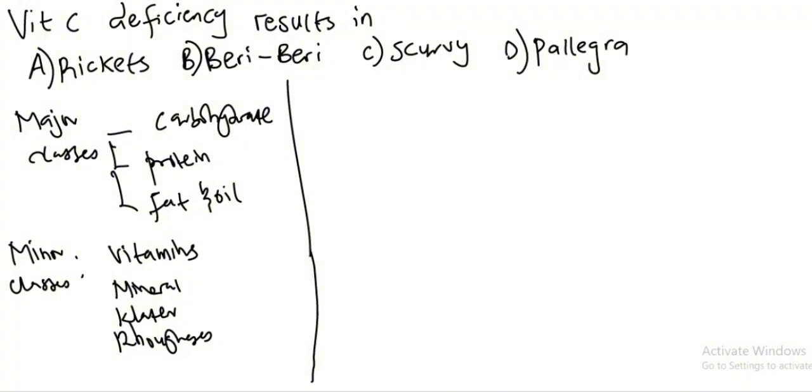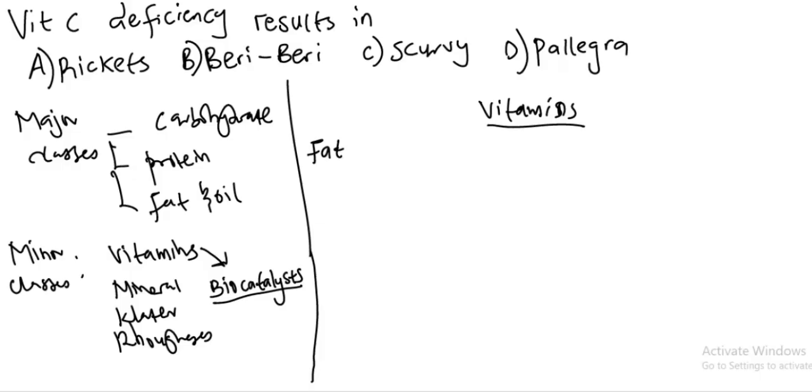Now, the vitamins are also called biocatalysts. Please take notes. Vitamins are also called biocatalysts. Very important. Now, for the vitamins, it can be fat soluble, that is, they are soluble in fats. They can be what now? Water soluble, that is, they are soluble in what?